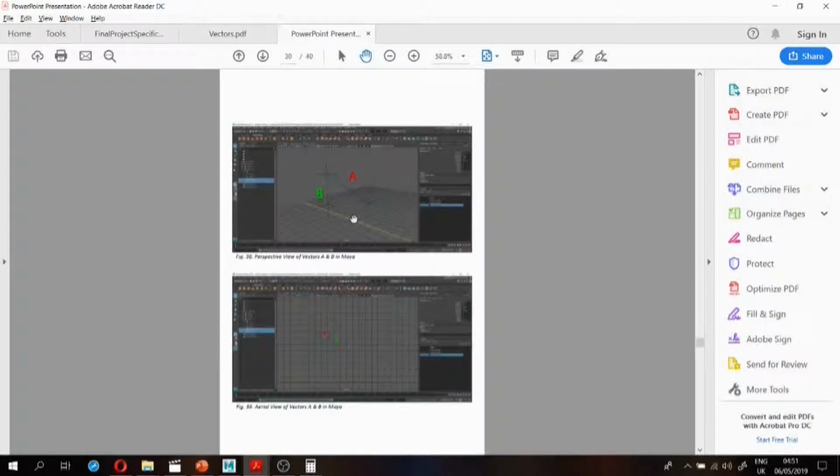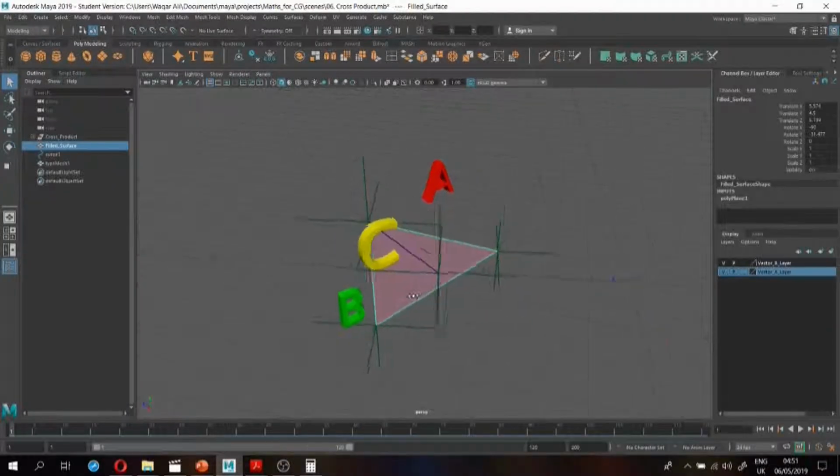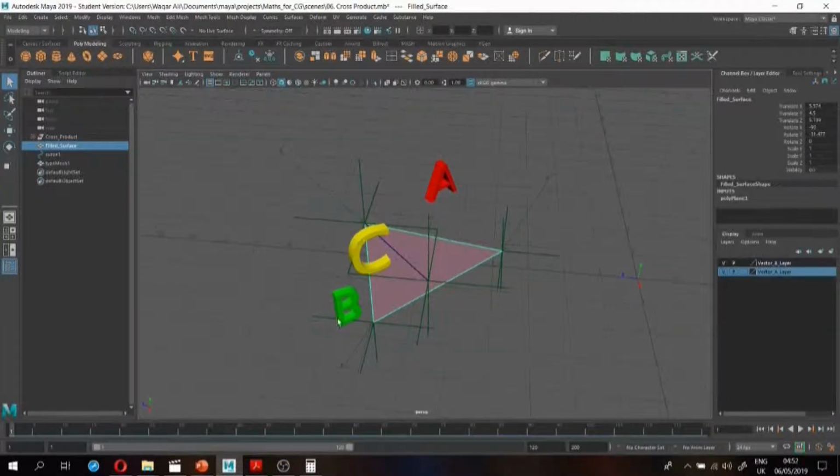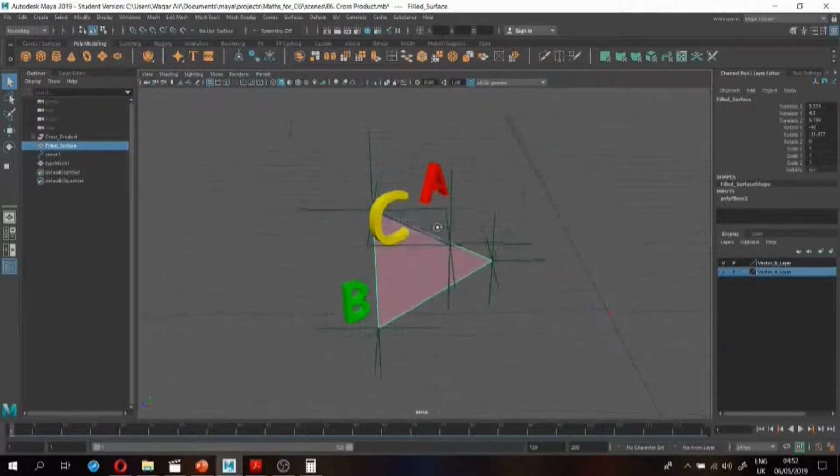As shown in the viewports in the images here, those are the two vectors A and B. That's the perspective view, and that's the aerial view. Vector C can be shown in the image below, which is exactly at a right angle to the surface formed by the original vectors A and B. If you multiply these two vectors, you will get this vector here.